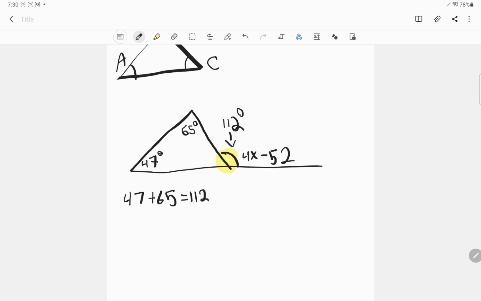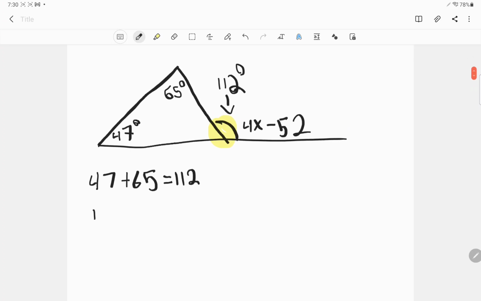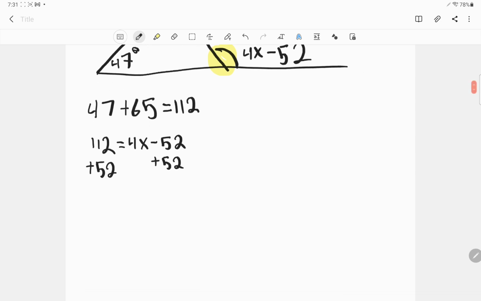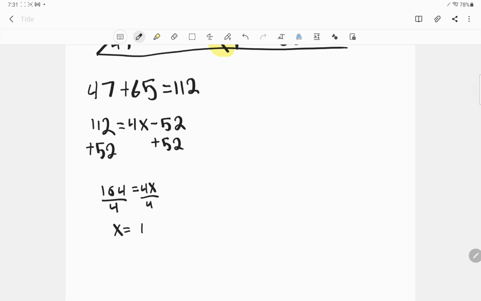But we also know that this is equal to 4x minus 52. So after you have both of your interior angles, all you have to do at this point is set that 112 equal to 4x minus 52. There you go. That's all you have to do. This problem's super easy. Now I'm going to solve for x, so I'm going to add 52 on both sides, which gives me 164 equals 4x. Now I'm going to divide by 4 on both sides to leave the x alone. So x is equal to 41. Yes, that's my answer.